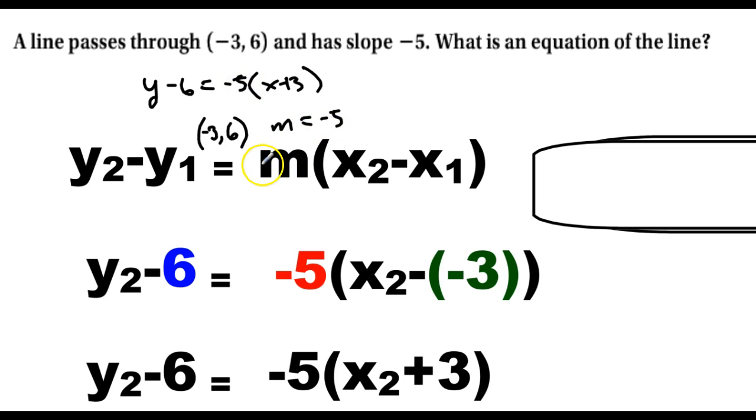And if I wanted to graph this, unlike y equals mx plus b, where you have to start at the y-intercept and then use the slope to find the second point, I can start anywhere the given point is, so -3, 6 in this case, and then use the slope. I'd go down 5 and over 1 and find my second point. We'll see that graphed out here in a minute.